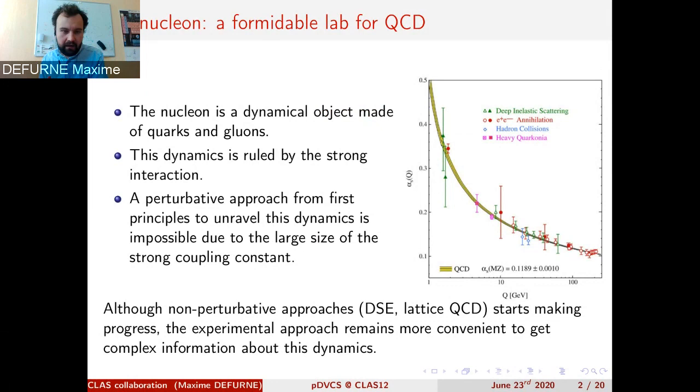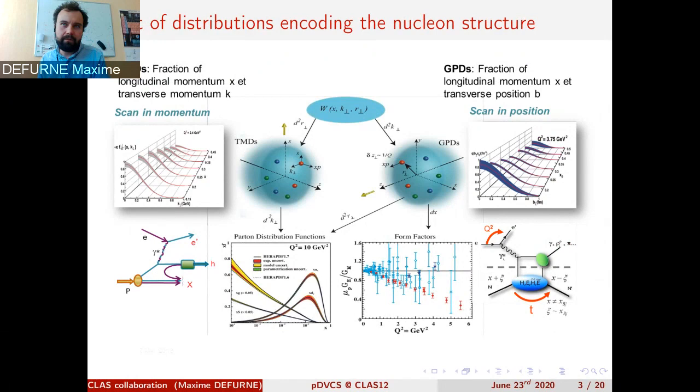In the last years, non-perturbative approaches like Dyson-Swinger equations and lattice QCD are having new and new results, but to access and probe the proton the experimental way remains extremely accurate and useful. We would like to have complete information about quarks and gluons inside the nucleon, and this information is encoded by a set of structure functions.